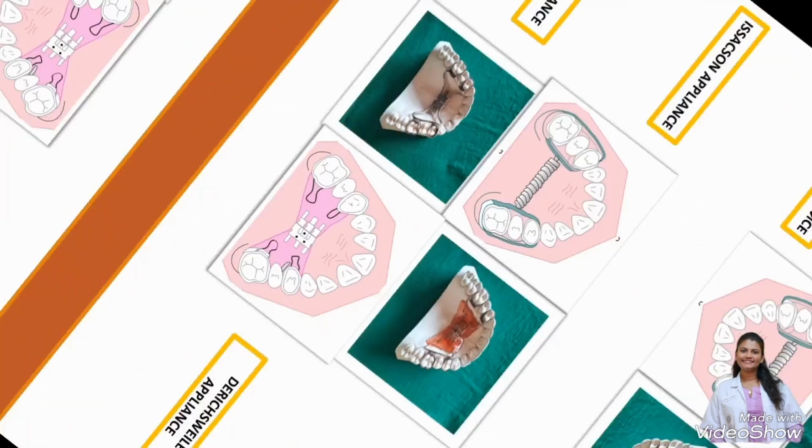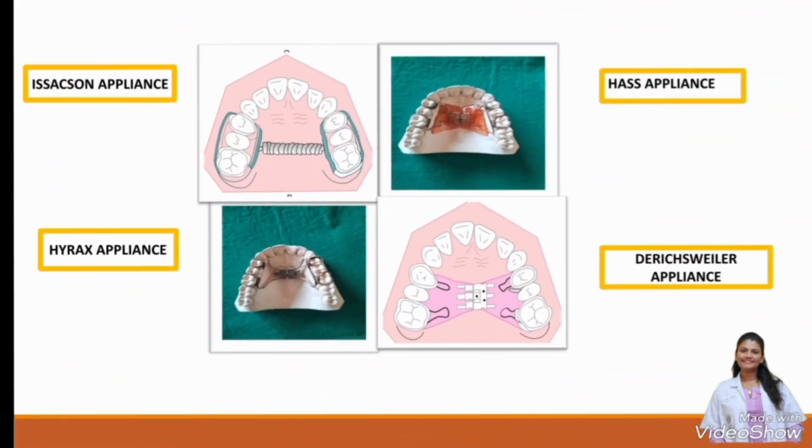As of now, we can see all four appliances in one picture: Isaacson, Haas, Derichsweiler, Hyrax. You would be thinking what is the difference other than tooth-borne and tissue-borne. There is a difference, as we can see in Haas and Derichsweiler. They both are tooth and tissue-borne.